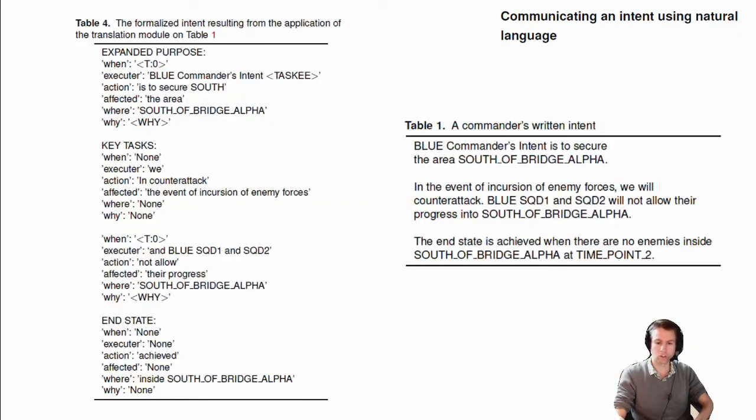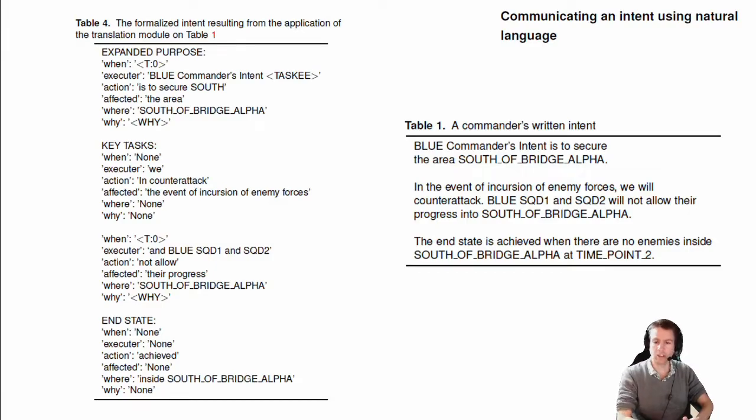The result looks somewhat like this. So on the left, you see here the same intent, but now certain information is being split up into smaller tokens. So for example, the first key task is that we want to perform the action, which is the counterattack, and the affected is the enemy forces. It's not parsed perfectly yet, as you can see, but the most important information is correctly placed into the different categories.